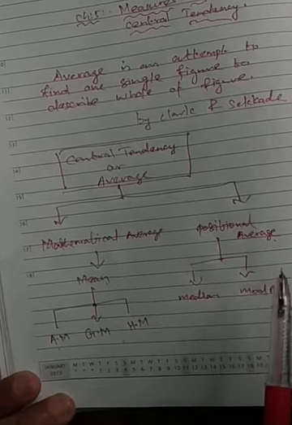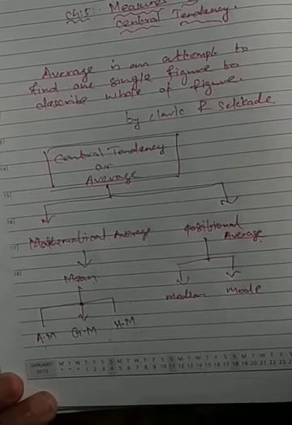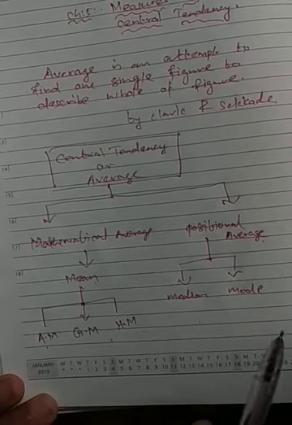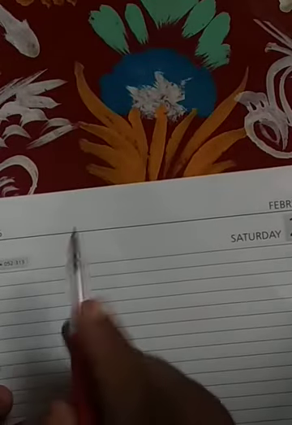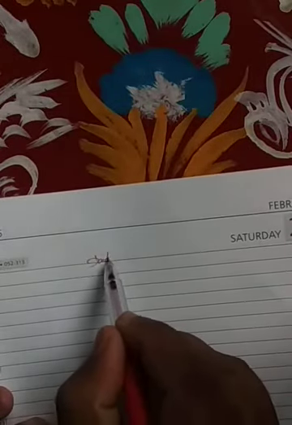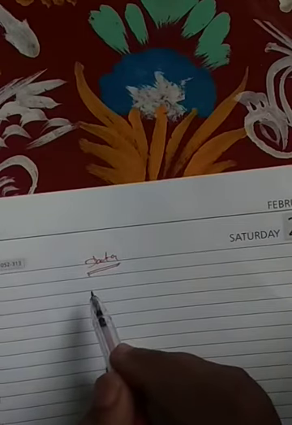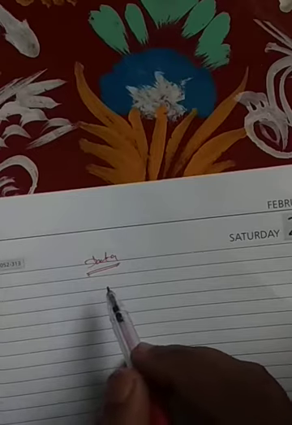Similarly, for positional mean we have median and mode. So these are the three things we need to study. Apart from this, we have one more thing: data. If I have done the first four topics, you will understand what data is. Data is nothing but information.